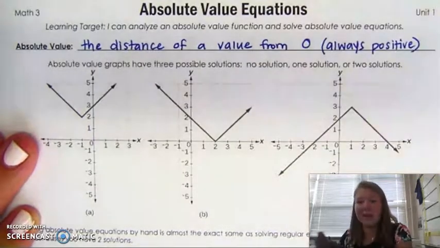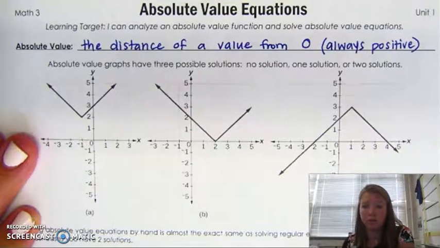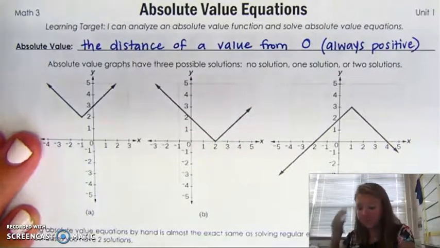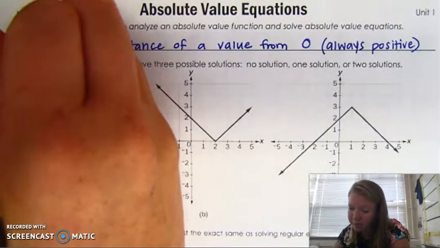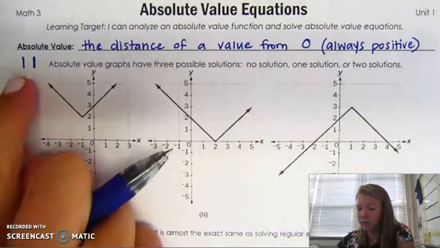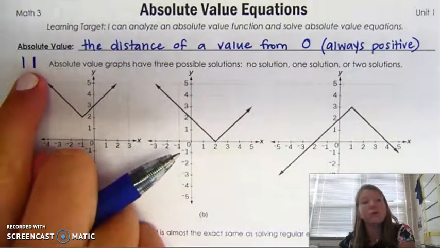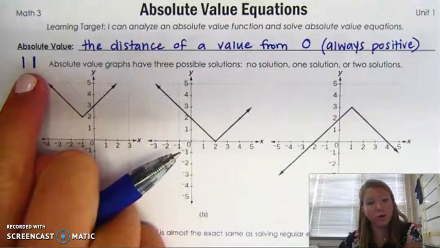So just like -5 is 5 units away from 0, the absolute value of -5 is 5. And we use these straight up and down bars to represent absolute value. So whatever would be inside those bars is what we're finding the absolute value of.